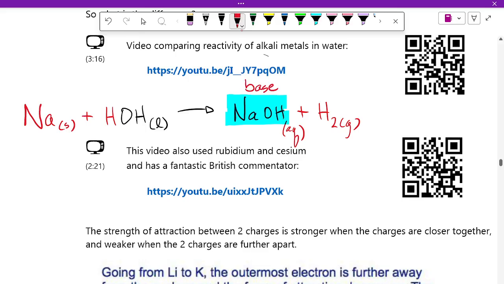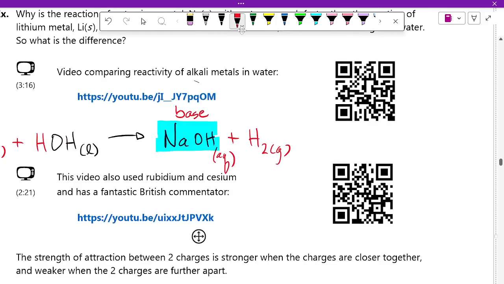And bases turn, do you guys know about acid-base indicators? Do you remember them at all? Yeah, if you did a titration last year, you would have used an indicator called phenolphthalein. P-H-E-N-O-L-P-H-T-H-A-L-E-I-N. Phenolphthalein is an indicator. It's an acid-base indicator.